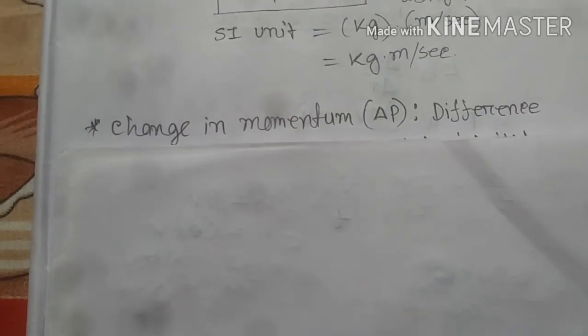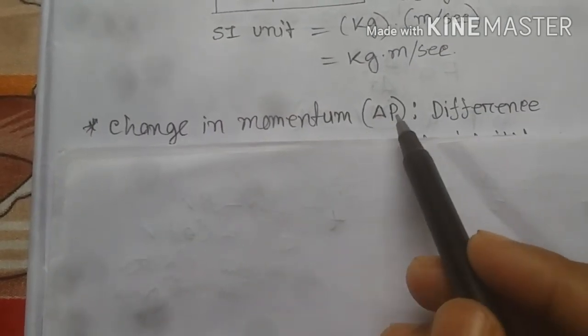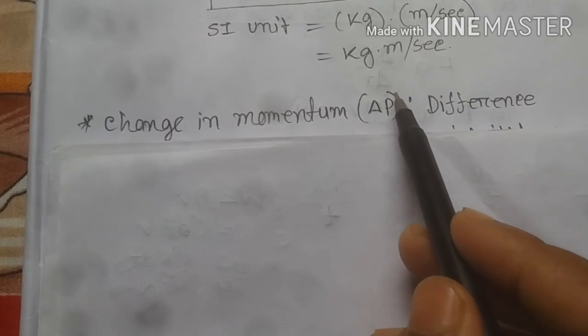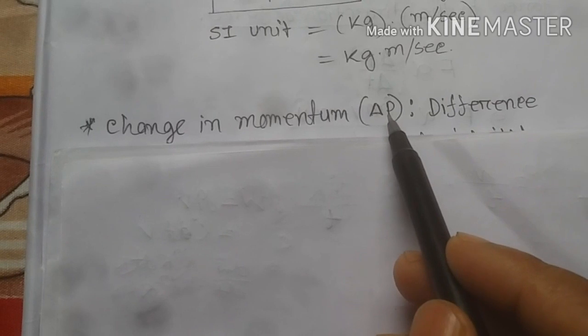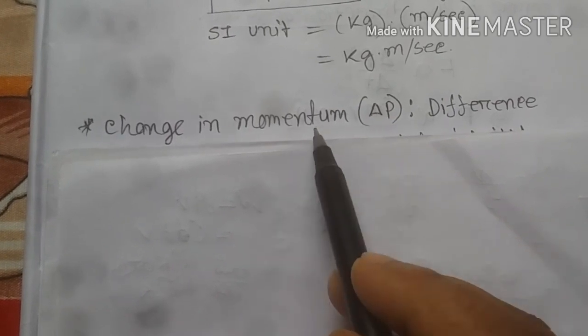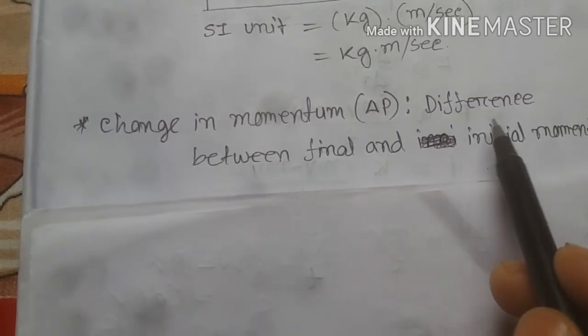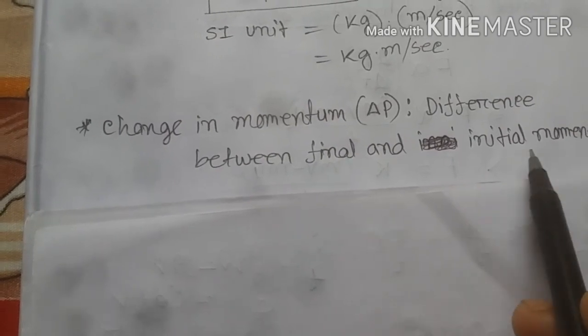Next term you have to understand that this is change in momentum, and this change in momentum mathematically we denote by this sign called delta. So delta p mathematically means the change in momentum, and change in momentum is what? The difference between the final and initial momentum.